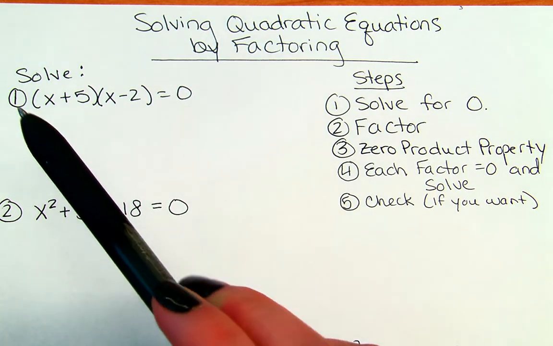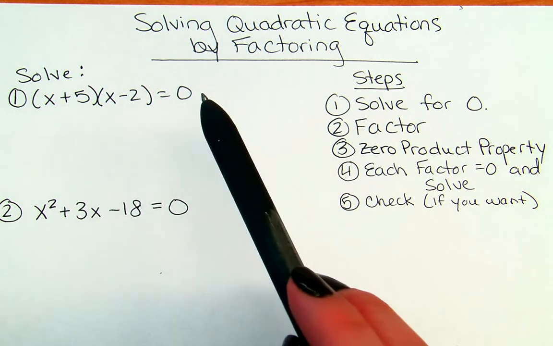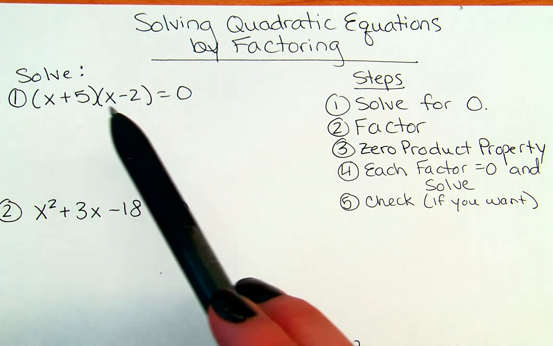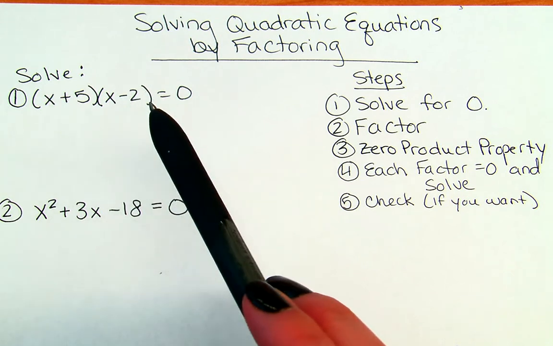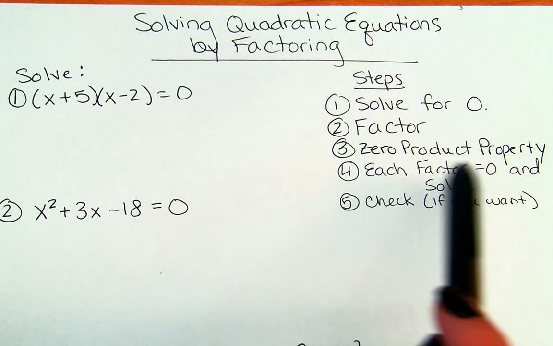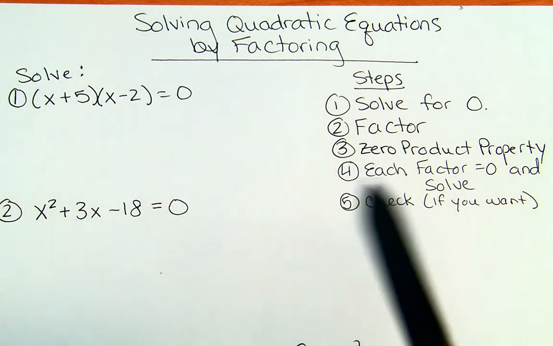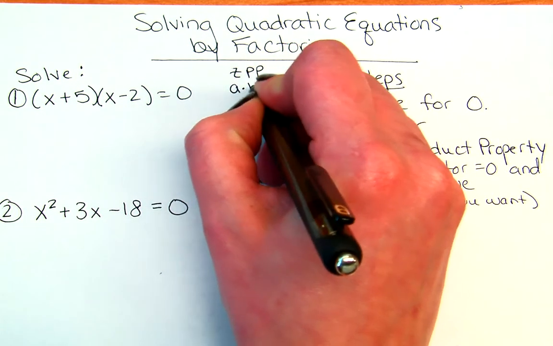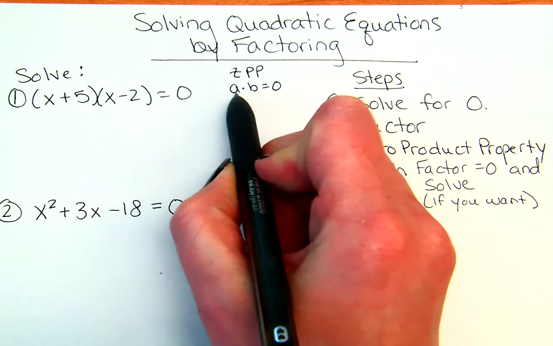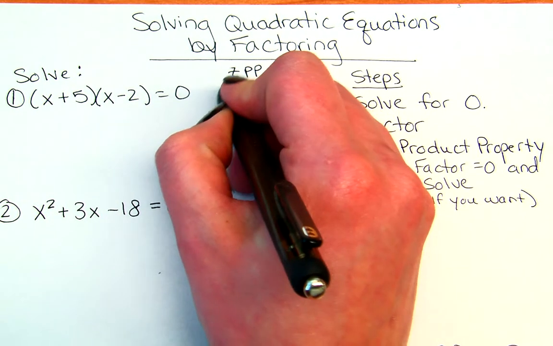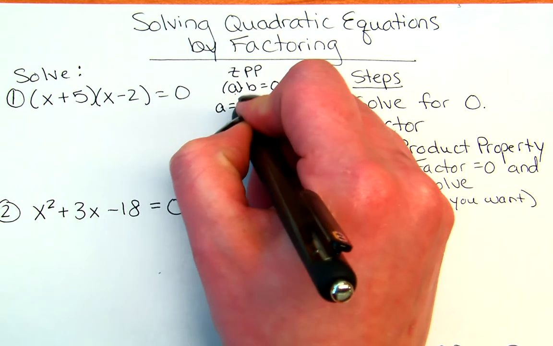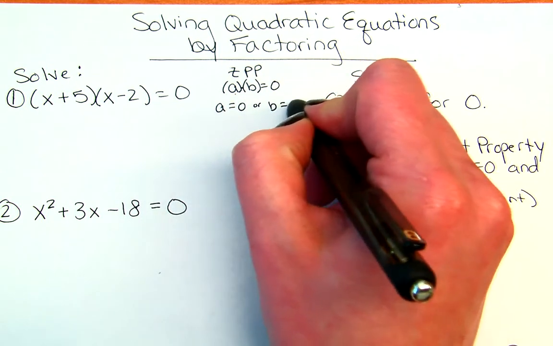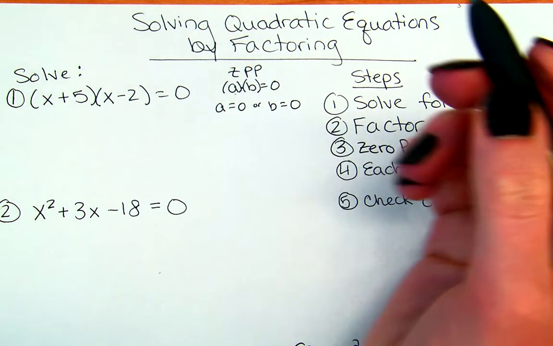So the first thing is for number 1, we are already solved for 0 because it says equals 0. We are already factored because this is represented by factor times factor. So now we just have to do the zero product property. The zero product property, ZPP, states that if A times B equals 0, then either the first factor, A, could equal 0, or the second factor, B, could be equal to 0. So I have two factors here.